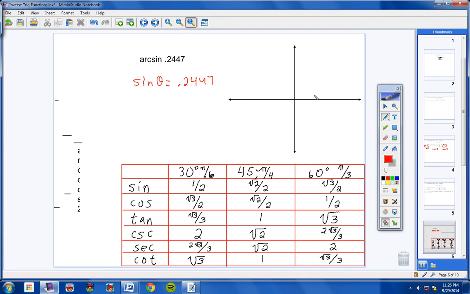Now it's positive. So we know we're going to be in this quadrant here. There's no 0.2447 down here in the table, so I'm going to use my calculator. Second sine of 0.2447, enter, and I'm going to get 14.16 degrees. So I'm just going to go ahead and put 14 degrees, okay? There we go. Not too difficult. Moving on.